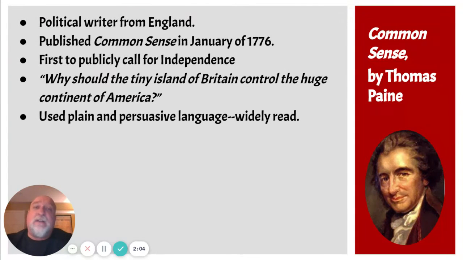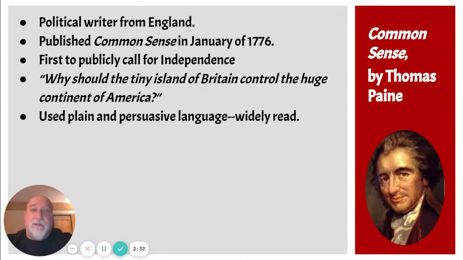In January of 1776, he is going to publish his booklet, Common Sense. And he becomes the first to publicly call for American independence from England. He used very plain language. He was very persuasive. He was widely read. So it's not just the wealthy who read him. It's not just the commoners who read him. It was everybody, including those in between.